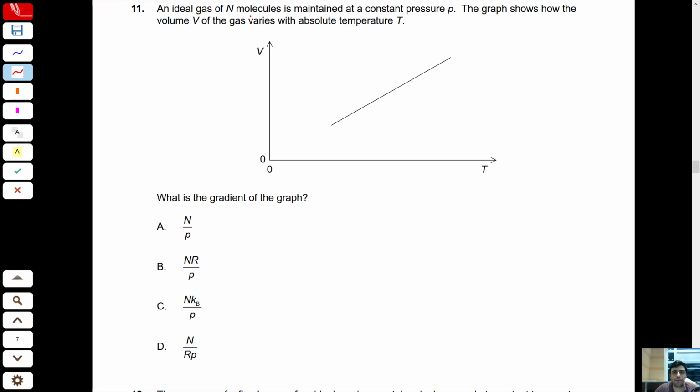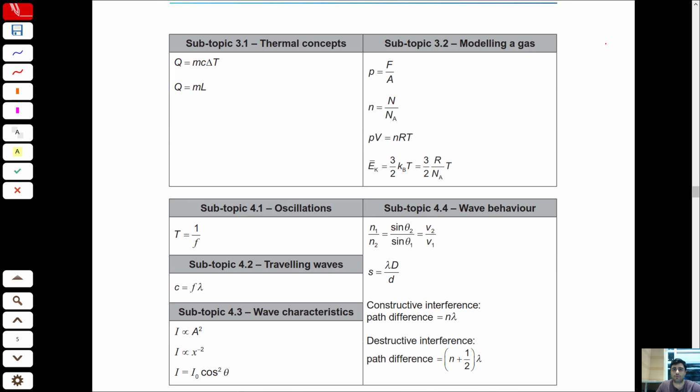So an ideal gas of N molecules is maintained at a constant pressure P. The graph shows how the volume V of the gas varies with absolute temperature T. So absolute temperature is calculated in Kelvin. So Kelvin is the SI unit for temperature, especially for ideal gases. So since we know there is an ideal gas, the equation for an ideal gas is PV equals nRT. Let's just copy down all the equations that we have from the data booklet.